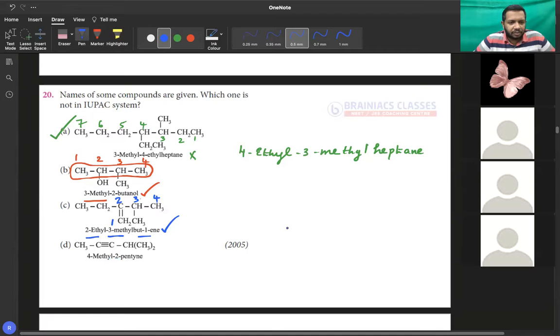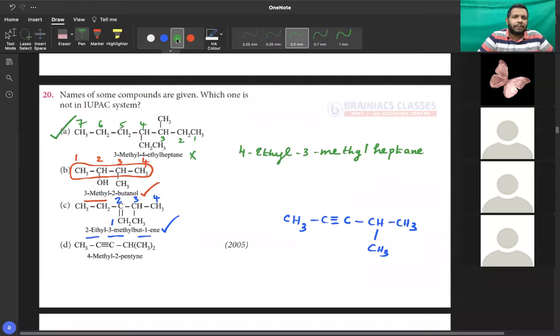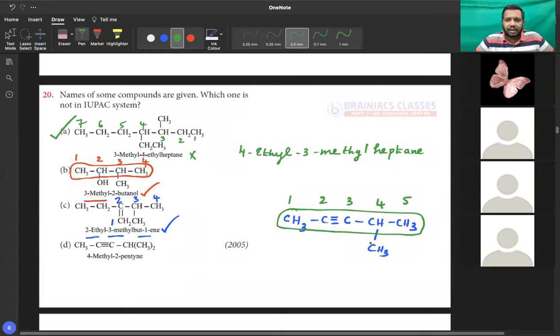Now let's look at the last one. We will expand it and draw CH3, C triple bond C, then you have CH, here CH3 is present and here another CH3. Now I know that in the parent chain I should include the maximum number of multiple bonds. So let me choose this as my parent chain. I should number in such a way that the triple bond gets the lowest number: 1, 2, 3, 4, 5. At the fourth position you have methyl, and 5 carbon atoms are there, so we say pent. At the second position you have the triple bond, so pent-2-yne, or 2-pentyne. So this is also correct.